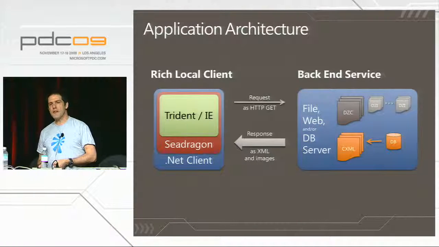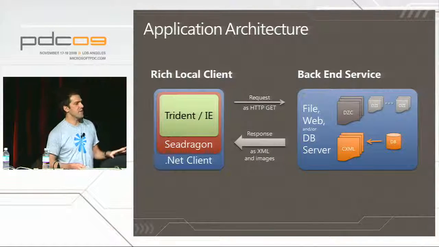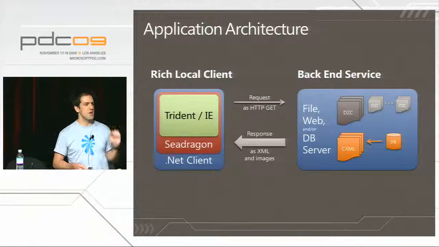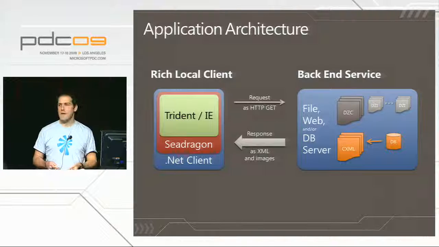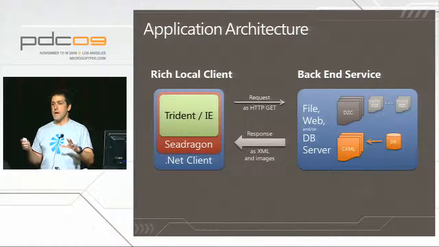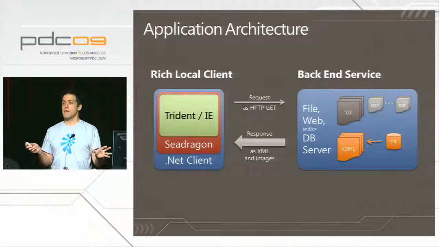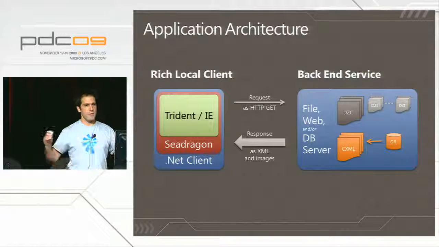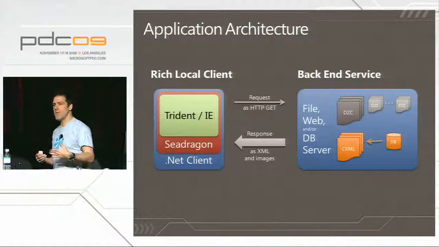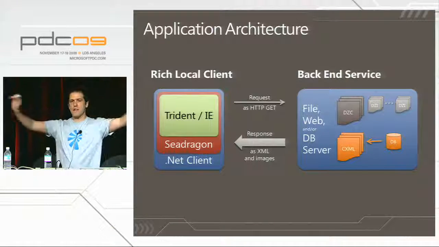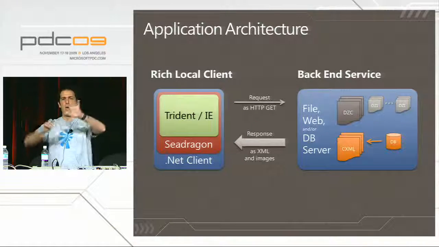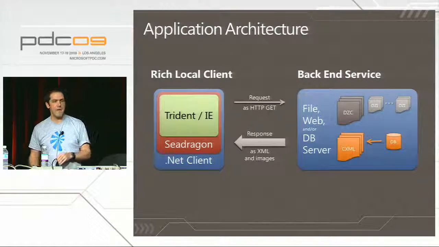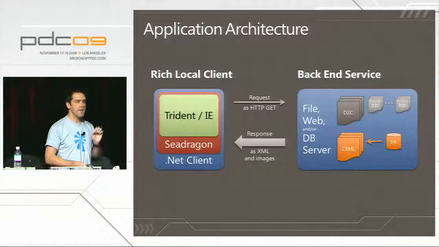So the architecture at the basic level is we have a rich client. It's a .NET client, and it is on its own very interesting because it's .NET at the most fundamental layer. Embedded within that is Seadragon, and that's the technology for manipulating all of the different content at different scales. And then embedded within that is Trident.